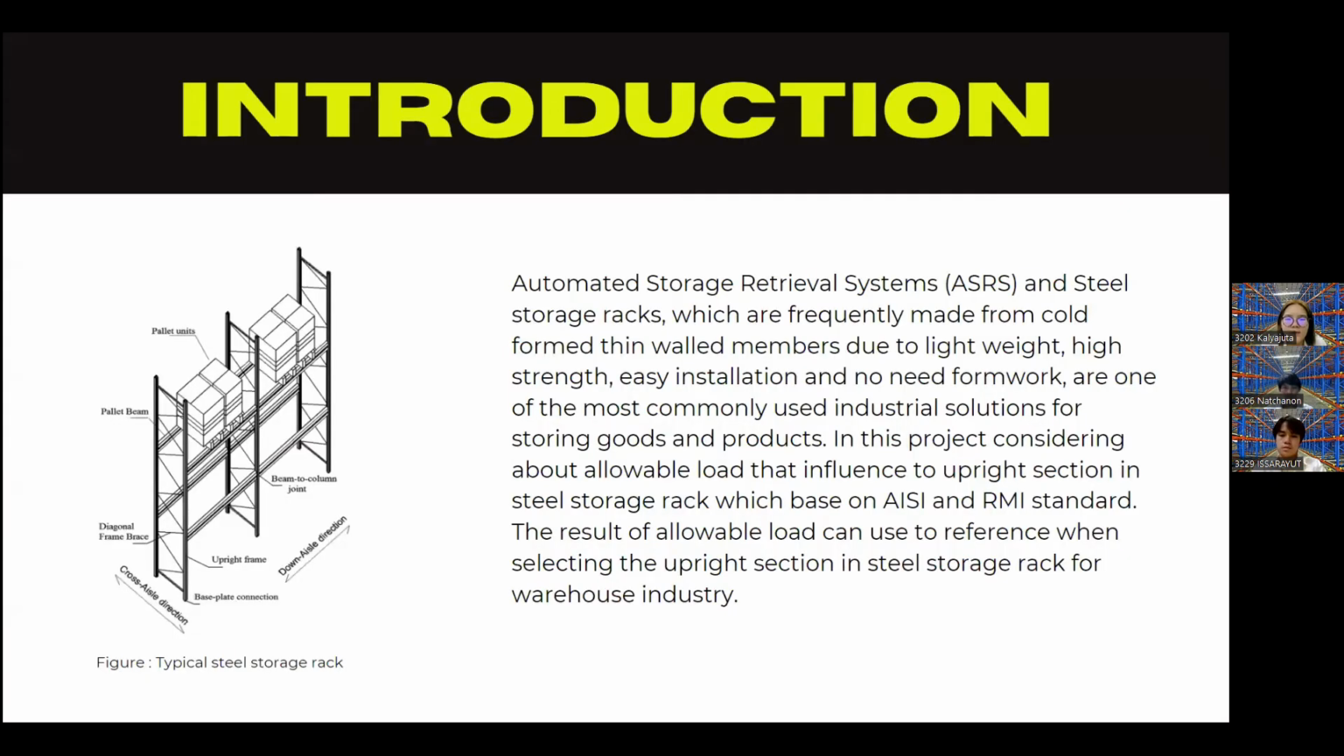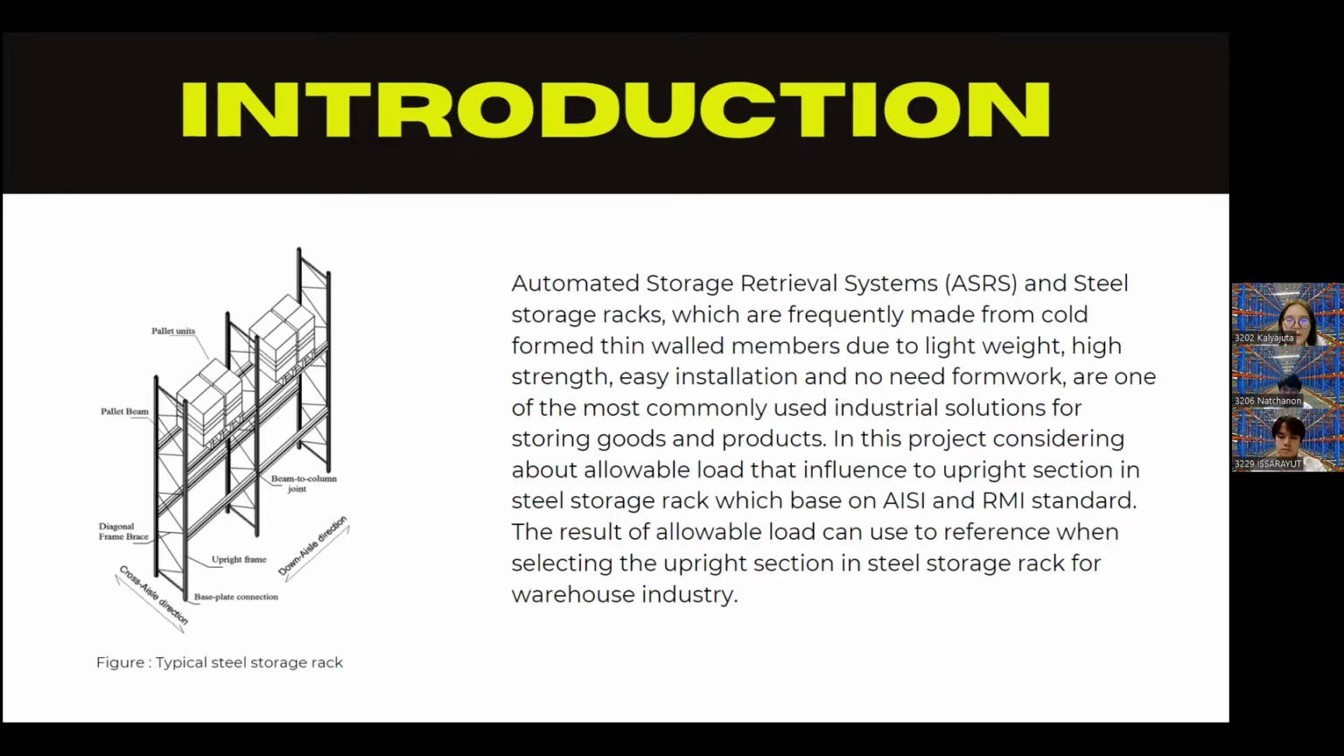For the first introduction, automated storage and retrieval systems (ASRS) and steel storage racks, which are frequently made from cold-formed steels due to their lightweight, high strength, easy installation, and no need for welding, are some of the commonly used industrial equipment for storing goods and products. In this project, we consider the allowable load that influences the applied section in steel storage racks, based on AISI and RMI standards. The results of all allowable loads can be used as a reference when selecting the applied section in the storage rack.